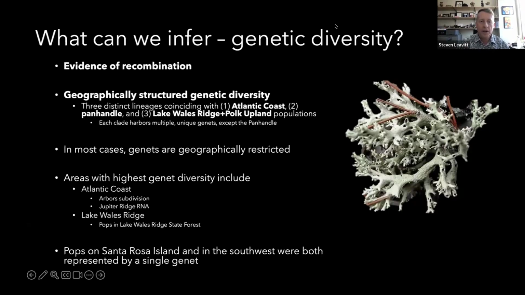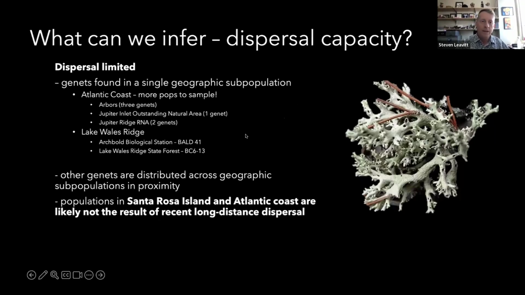The areas with the highest genetic diversity are the Atlantic coast, especially the Arbor subdivision and Juniper Ridge Research Natural Area. And then the Lake Wales Ridge, of course, has high genetic diversity, particularly in the Lake Wales Ridge State Forest. Again, Santa Rosa Island has only limited genetic diversity. So what this tells us is they're dispersal limited. The genets or the clones are not going long distances. Populations in Santa Rosa Island and the Atlantic coast are likely not the result of long-distance dispersal from the most stable Lake Wales Ridge, but likely represent long-lasting genetic diversity in those areas.